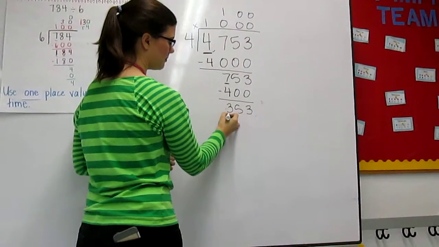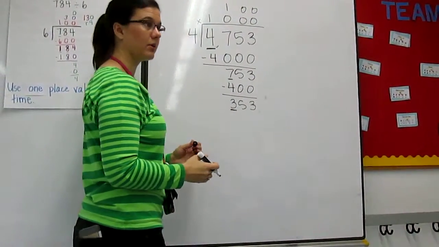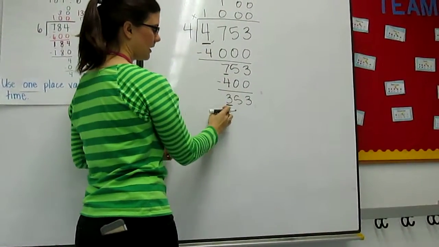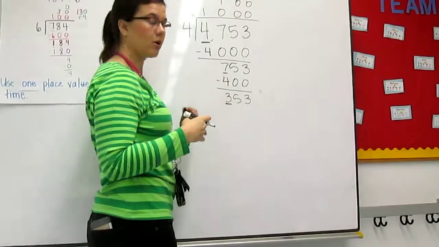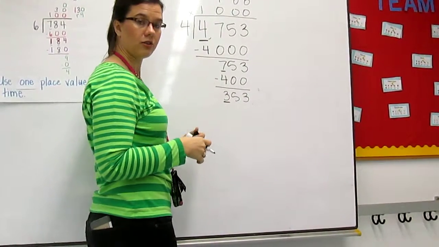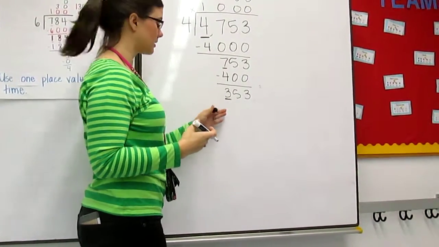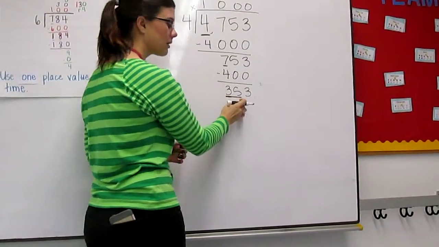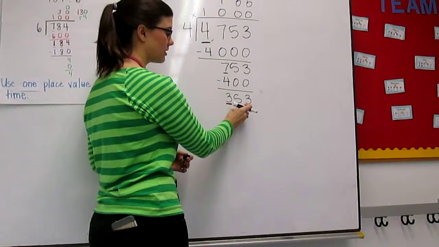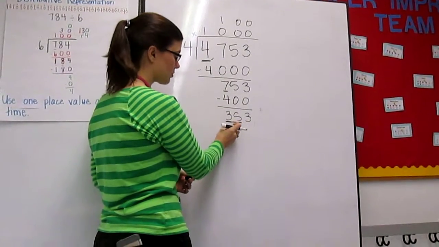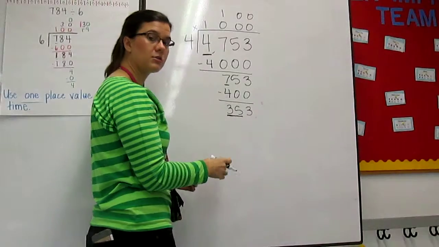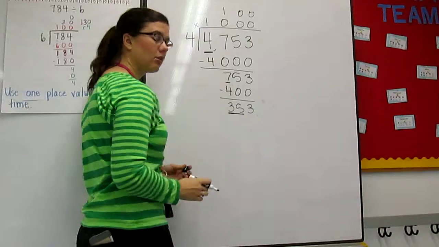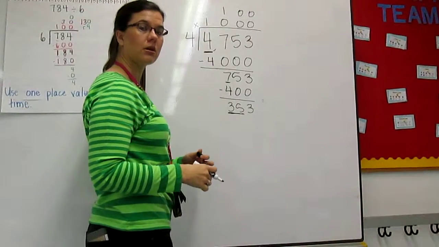I'm going to underline my greatest place, which is my hundreds place, which is a 3. There's nothing times 4 that can give me 3 or a number close to 3 without going over. 4 times 100 is going to give me 400, which is too much. So I'm going to extend over here. So what I'm really thinking about is 350, because 3 is in the hundreds place, 50 is in the tens place, so 350. What times 4 is going to get me close to 350 without going over?